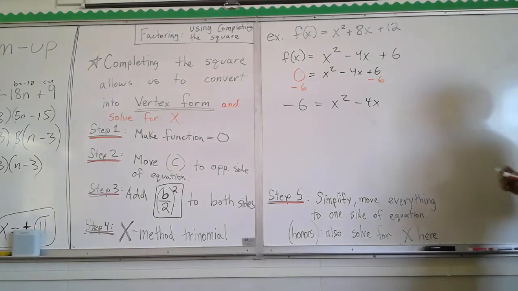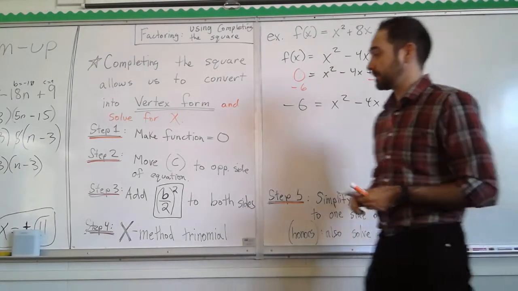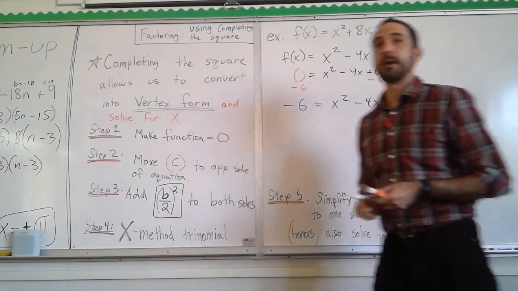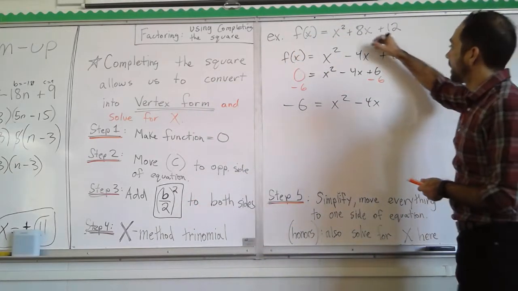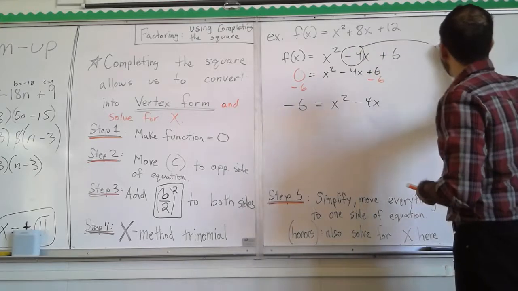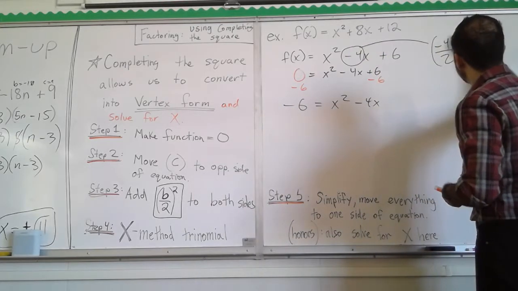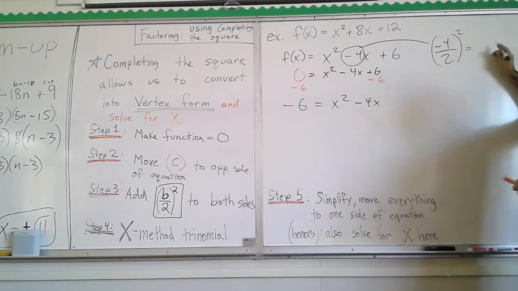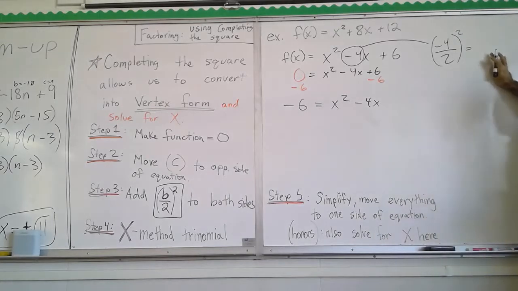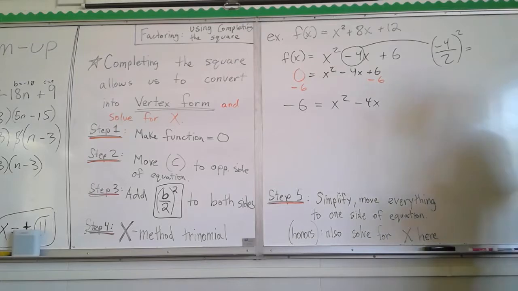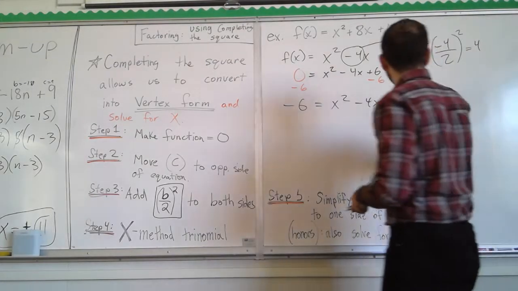All right, now we're going to do b divided by 2 squared. We're going to take our b value, -4 divided by 2, and let's square it. What do we get there? -4 divided by 2 is -2, squared is 4.